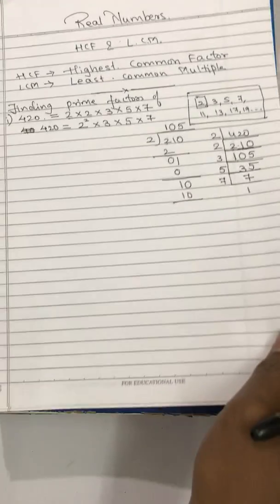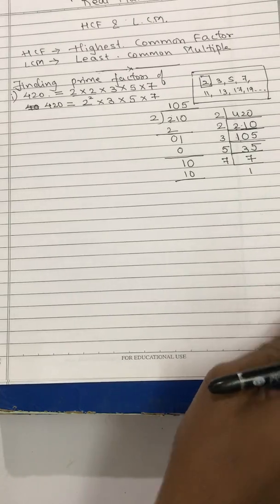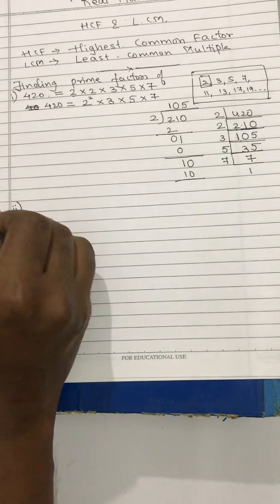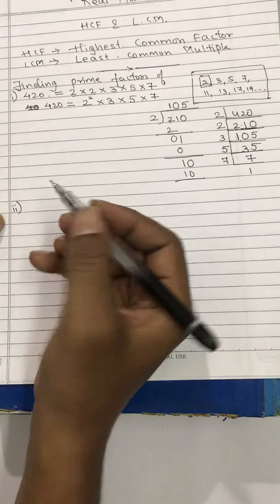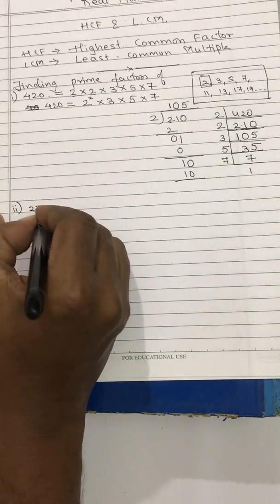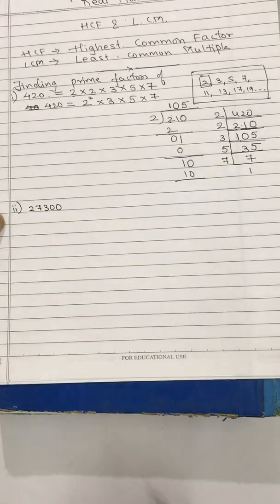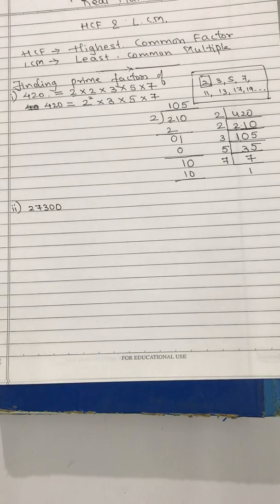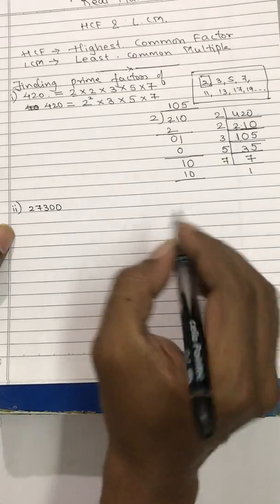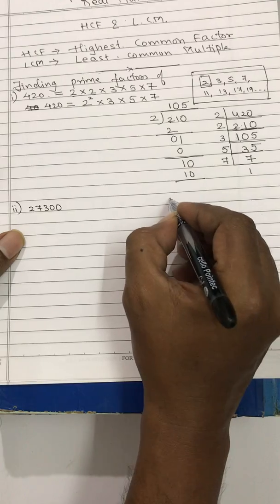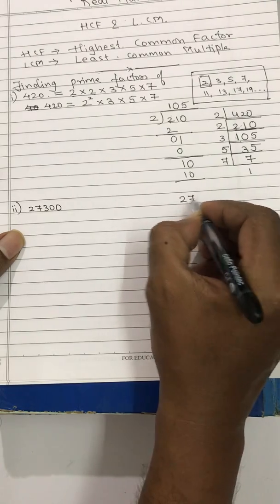I'll take one more example for you all to understand in a better fashion. So supposing I take another number, 27300. You all can take a try over there. If you want, you can pause this video, and then find the factors of it, and then afterwards you can resume the video. So 27300, again I'll do the same thing. I'll try to first factorize them.